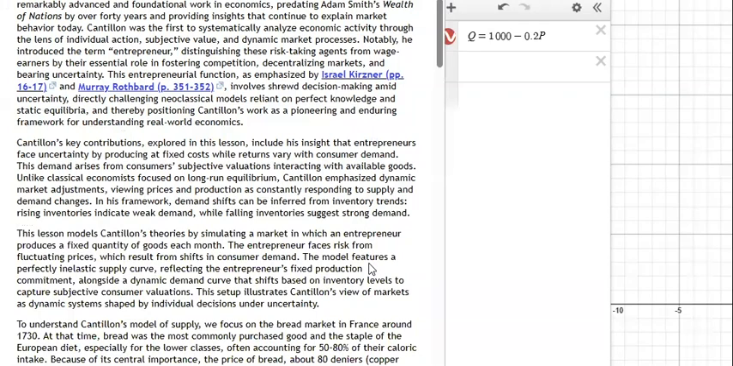Cantillon's key contributions explored in this lesson include his insight that entrepreneurs face uncertainty by producing at fixed costs, while returns vary with consumer demand. This demand arises from consumer subjective valuations interacting with available goods. Unlike classical economists focused on long-run equilibrium, Cantillon emphasized dynamic market adjustment, viewing prices and production as constantly responding to supply and demand changes. In his framework, demand shifts can be inferred from inventory trends. Rising inventories indicate weak demand, while falling inventories suggest strong demand.